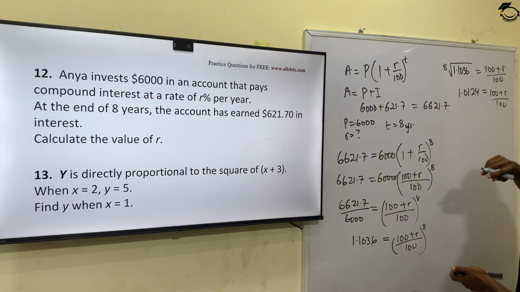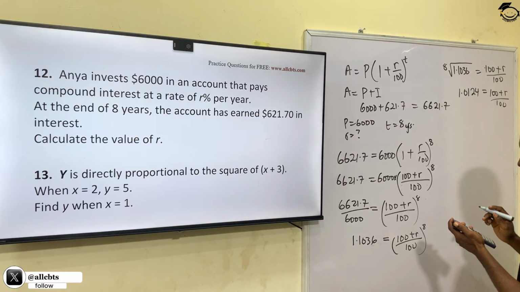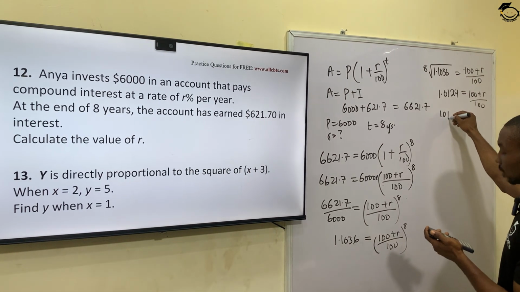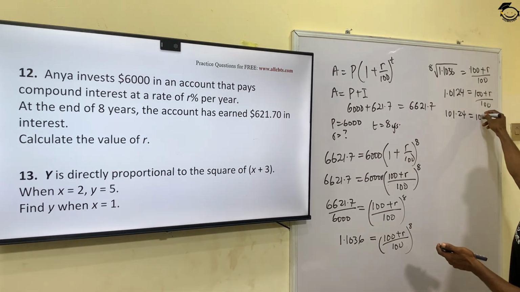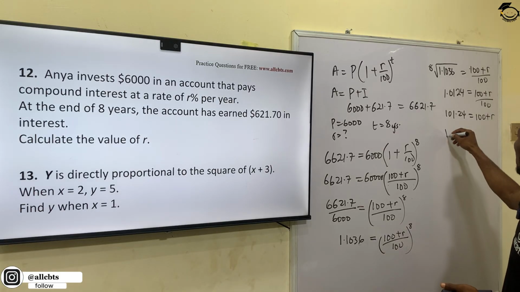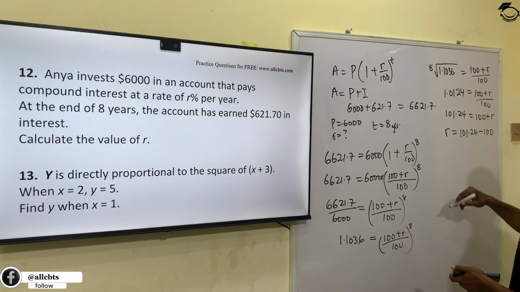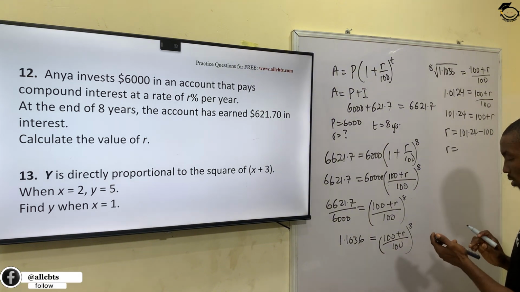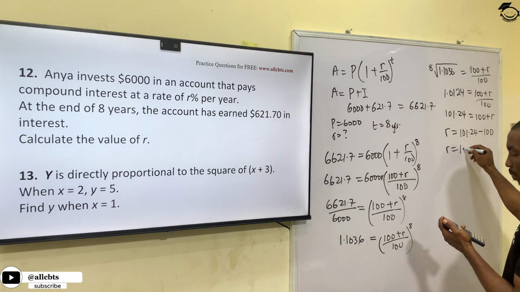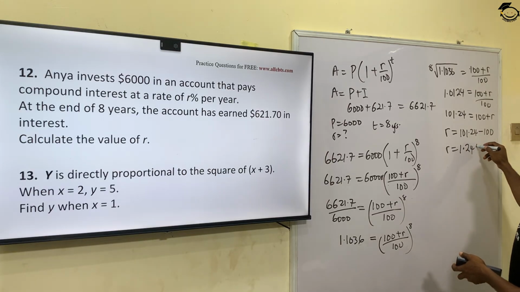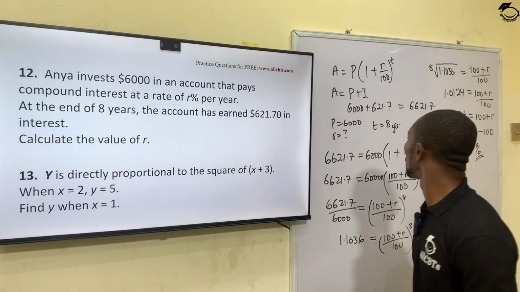So multiplying through by 100 gives us 101.24 equals 100 plus r. So our r will be 101.24 minus 100, which gives us 1.24%. So the rate at which it compounded gives us 1.24%.